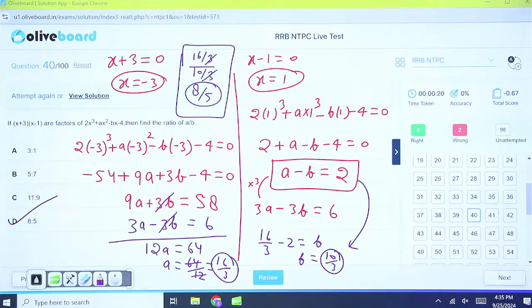Is this okay? Check it. So D part would be the right answer. So moving to the next question. Yes, please. Moving to the next question.